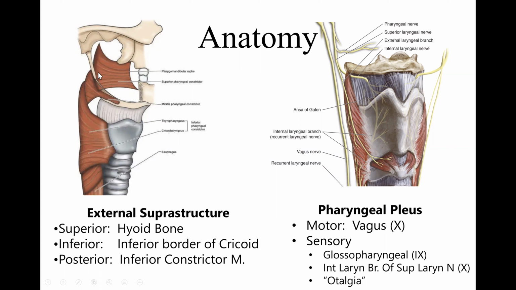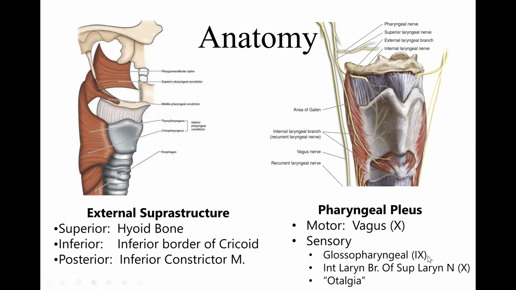Now, the superior pharyngeal constrictor muscle, we're familiar with this because it's primarily involved in the oropharynx, but the inferior constrictor muscle forms the posterior border of the hypopharynx. The innervation of the hypopharynx primarily arises from two nerves. The motor innervation comes from the vagus nerve, and the sensory innervation comes from the combination of the glossopharyngeal nerve, cranial nerve 9, and the vagus nerve, cranial nerve 10, specifically the internal laryngeal branches.